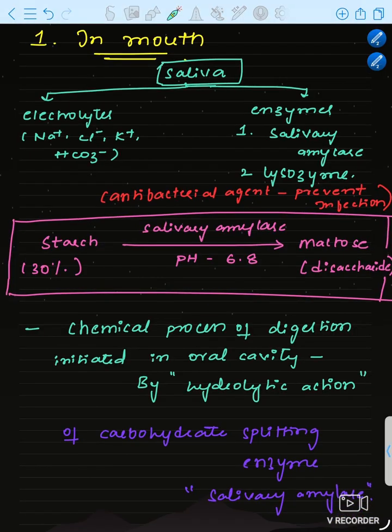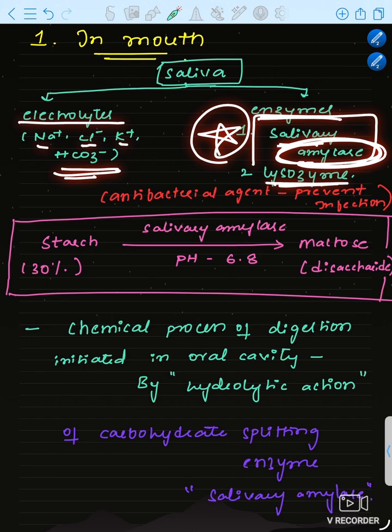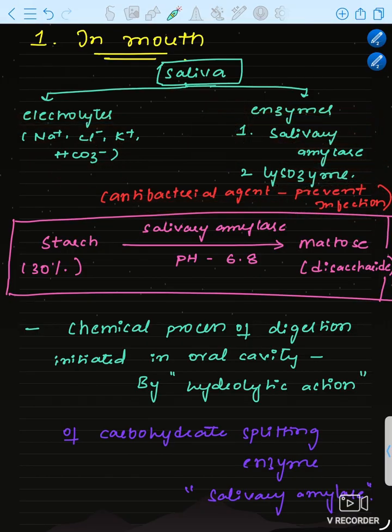Now in the mouth, saliva plays an important role. Saliva contains electrolytes, that is sodium, chloride, potassium and bicarbonate, and enzymes like salivary amylase. This is most important, salivary amylase. Amylase means breaking down of carbohydrate. And lysozyme. Lysozyme is an antibacterial agent which prevents infection. That is why lysozyme will be there in saliva.